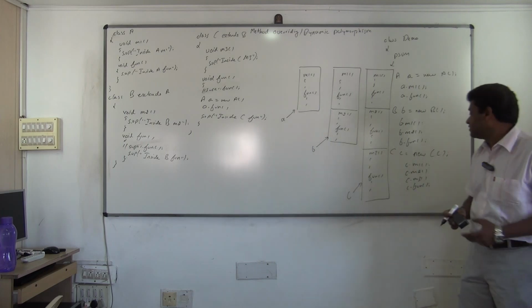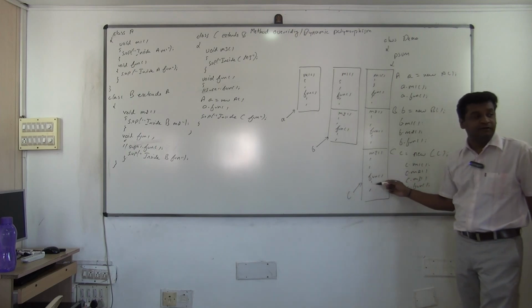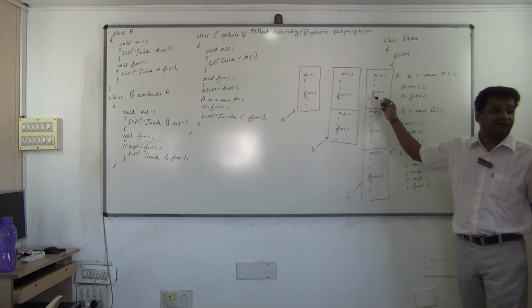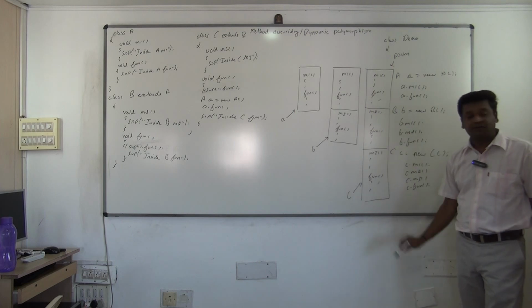Understood? Work with simple examples, you'll understand. C.fun, what will happen now? This fun will execute, but what will fun do? It will create one more object of A, and there call fun. Anyway, your logic is you're adding logic to fun of A. So this logic will execute and then this logic will execute.